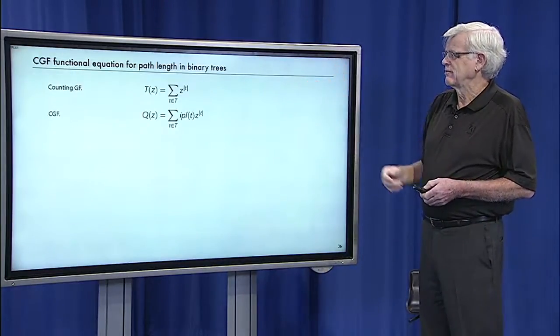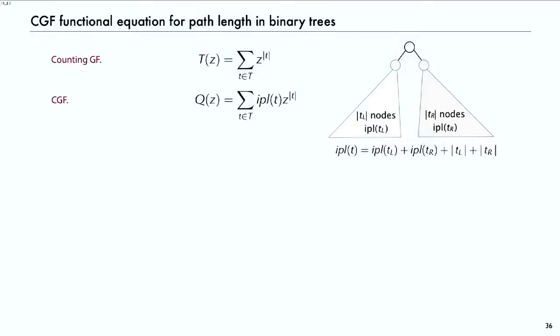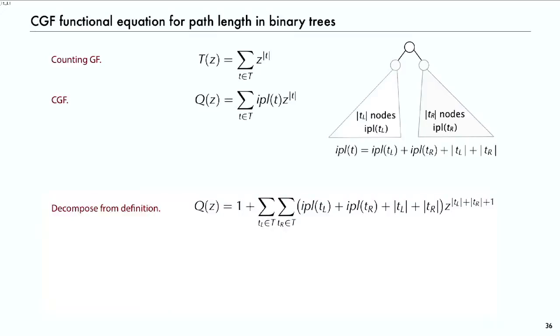We have the counting GF and we have the cumulative GF, and we're going to use this recursive relationship, slightly different but pretty similar to the one that we just talked about. The internal path length of a tree is equal to the internal path length of its 2 subtrees plus the number of nodes in the 2 subtrees.